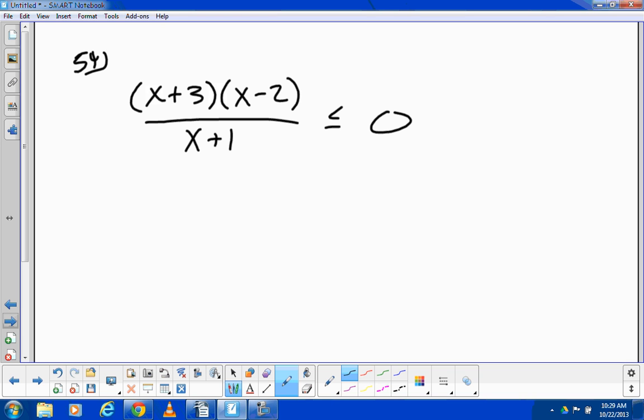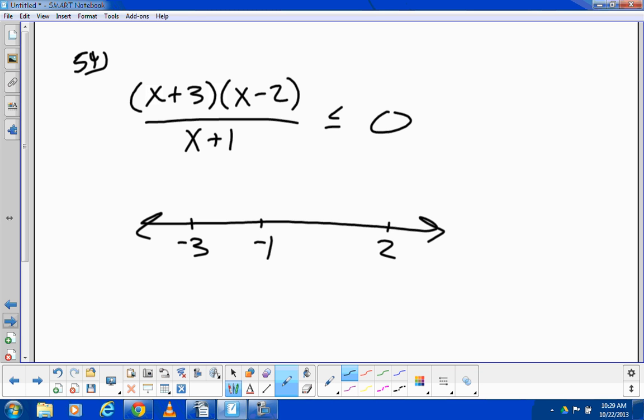It's already nice and factored for me. It's already set to 0. So what are my critical points here? -3, +2, -1. I've got to put them in order. Now this time I've got 4 intervals.